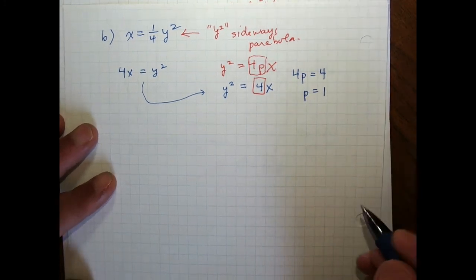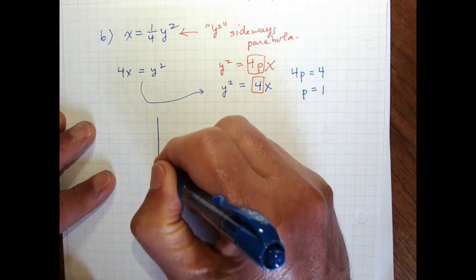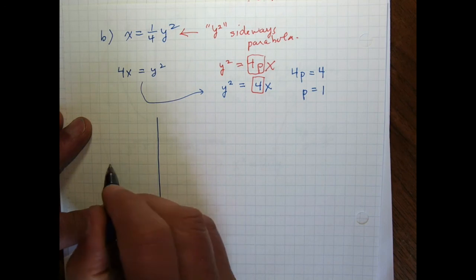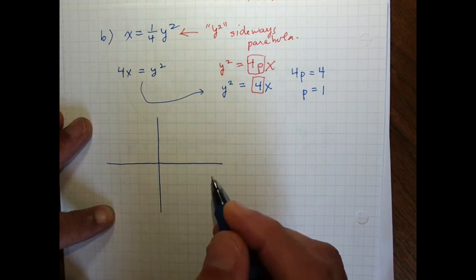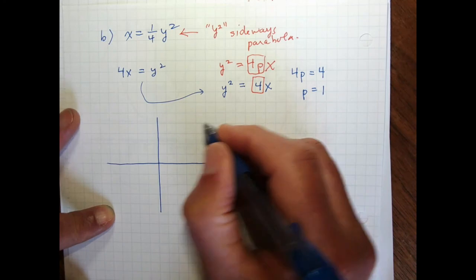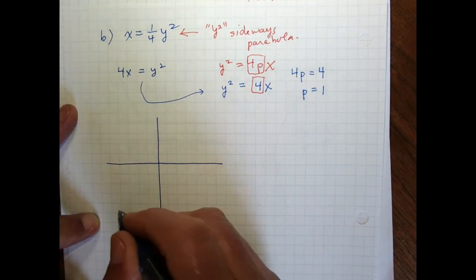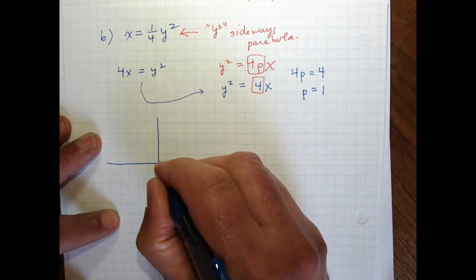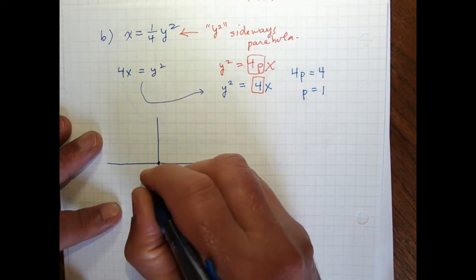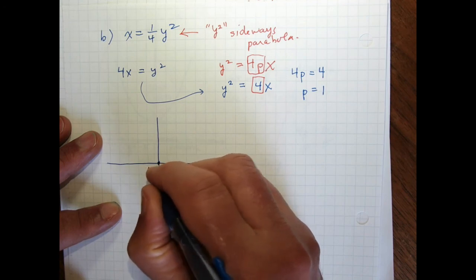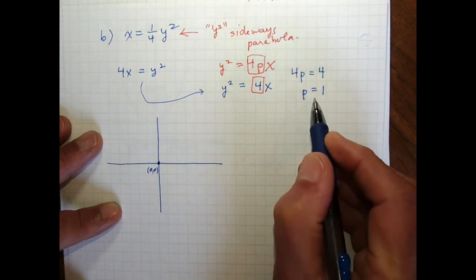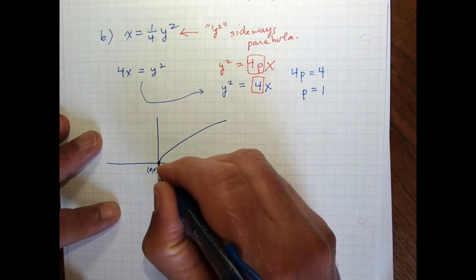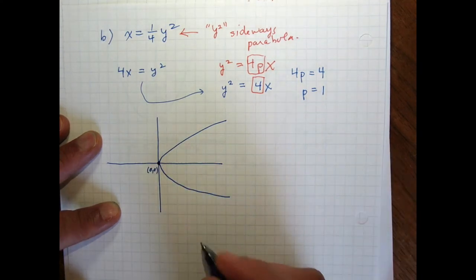And so let's imagine a graph here. Now when p is positive, the parabola is going to curve to the right. When p is negative, it curves to the left. I guess we've got to know that distinction. You could always plot some points also to check this out. The vertex is going to be at 0, 0 for all of these. Because p is positive and I have a sideways parabola, I'm going to curve to the right. Just draw a rough sketch.